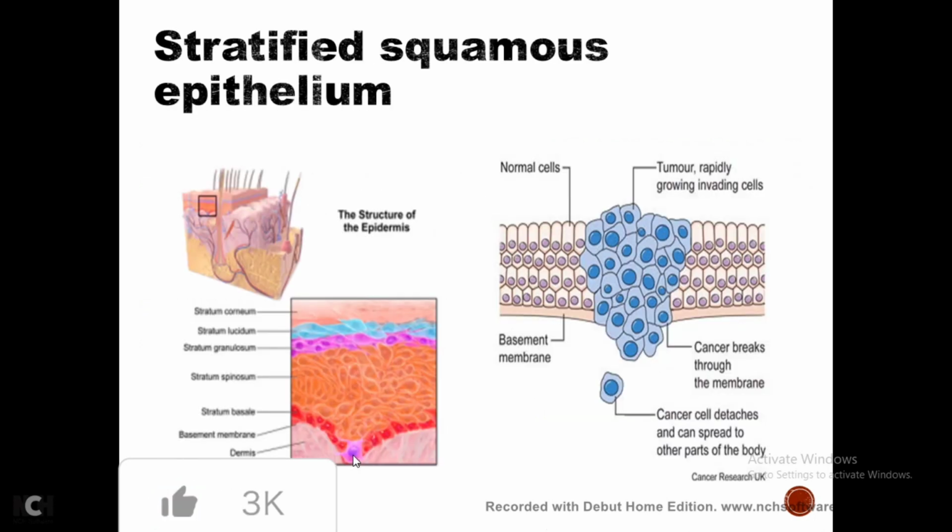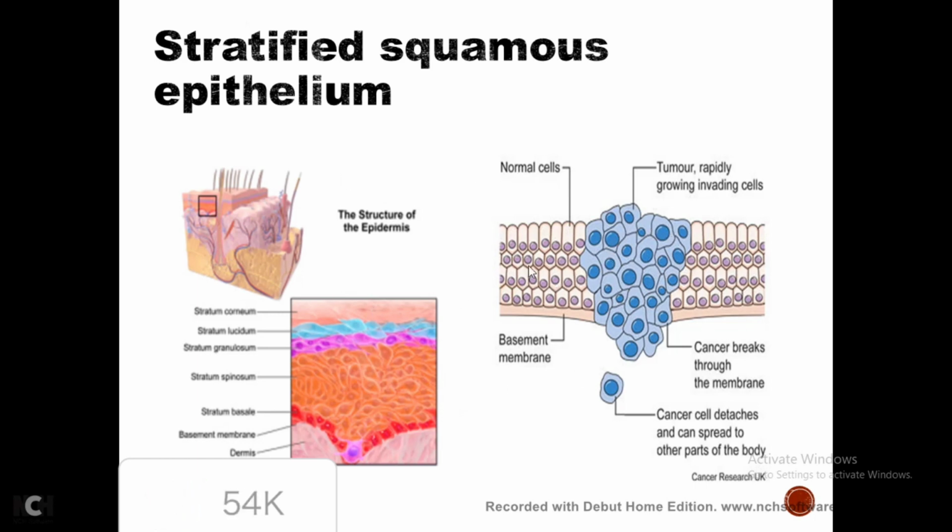Coming back to the tissues, we have discussed in detail the stratified squamous epithelium. It has 5 layers, starting from the basement membrane and going up. The lowest one near the basement membrane is stratum basale, and then the spinosum, granulosum, lucidum, and then the topmost is the corneum or keratin layer.